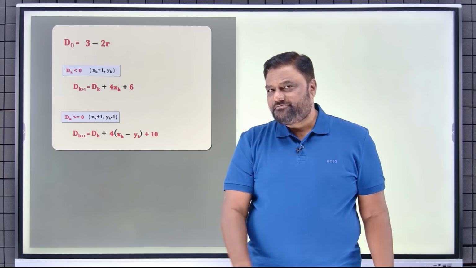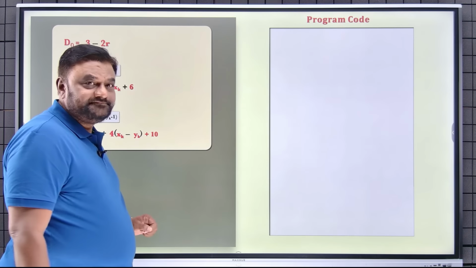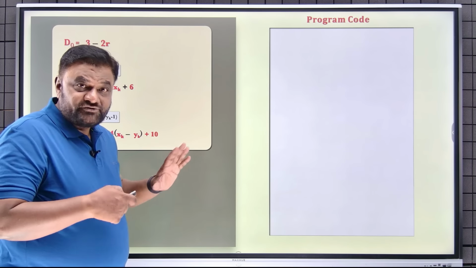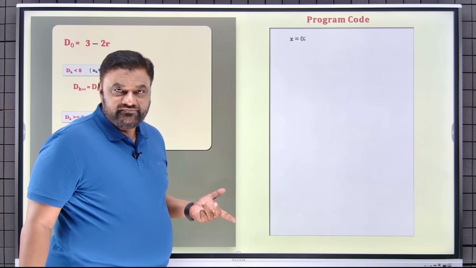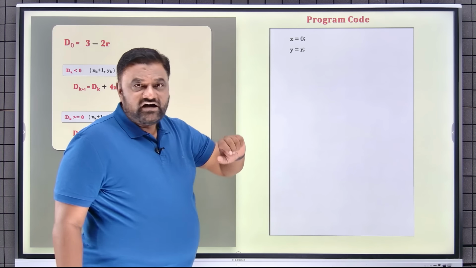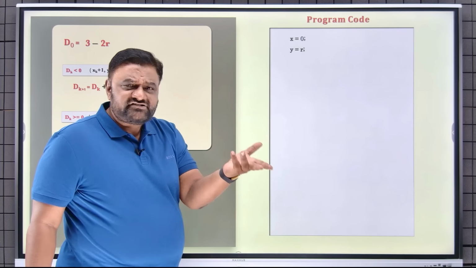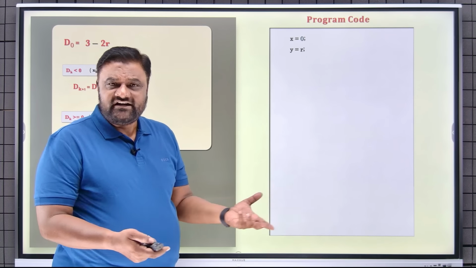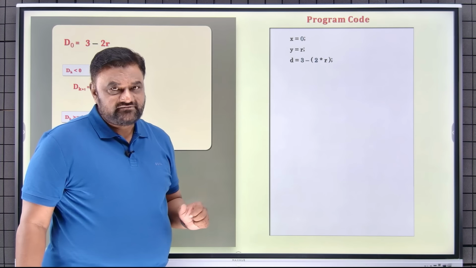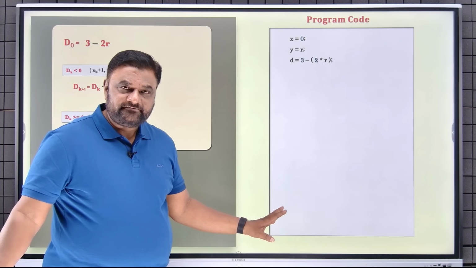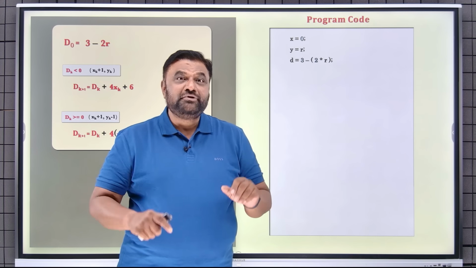Now let us write a program code for this one. So let us write a program code here. A pseudo code I am writing. Initially, x is equal to 0. Y is equal to r. Decision variable, let us call it just d. We don't need d0 and dk, all those stuff. Just d. D is 3 minus 2r. These are the initial values. Now we have to plot the pixels.